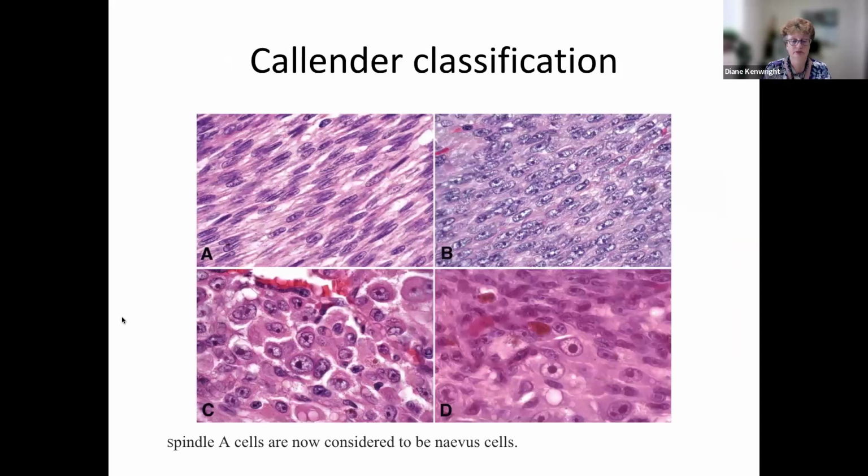Okay, so I'm sure you've all heard of the Callender classification. There have been some modifications to the Callender classification, and the current modification that we use in typing melanomas is whether they are spindle, mixed, or epithelioid. And if they're spindle, it doesn't matter whether we think they're A or B. We have to decide whether they're more than 90% spindle.